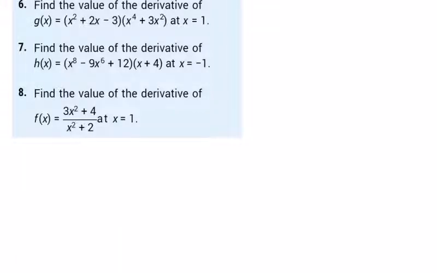So in this video, I'm moving on from the product and quotient rule. We're actually asked to calculate the value of the derivative at a certain point. So x is equal to -1, x equal to -1, and x equal to 1. So we know that the derivative is f prime x, or dy/dx.